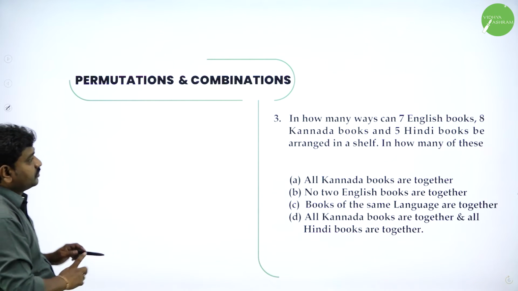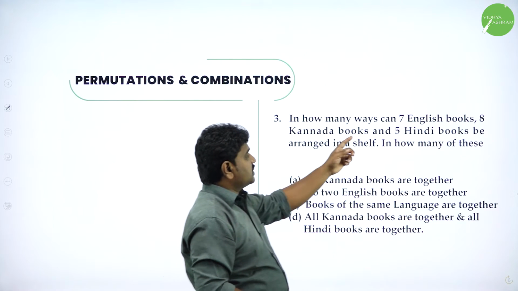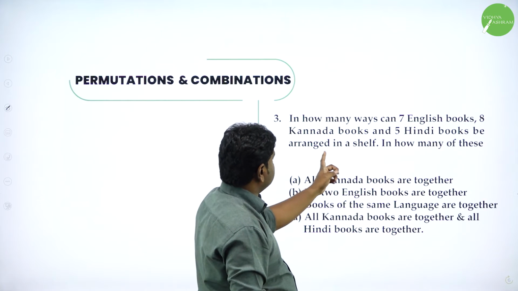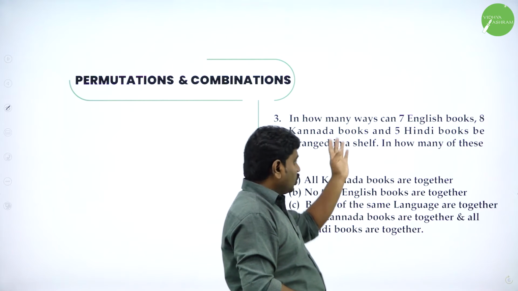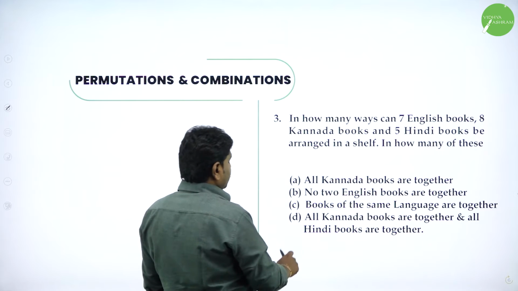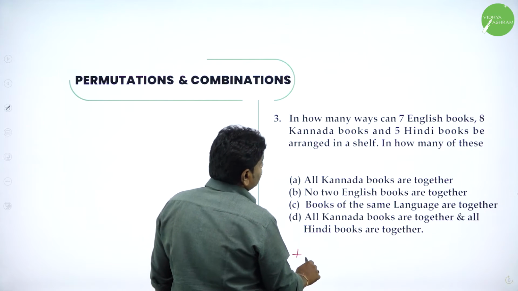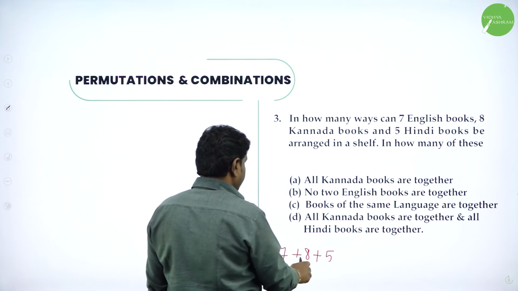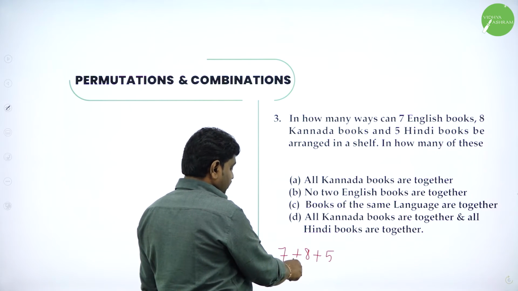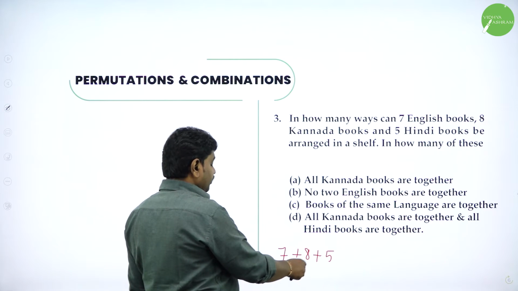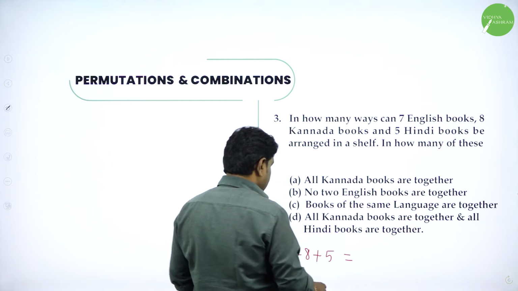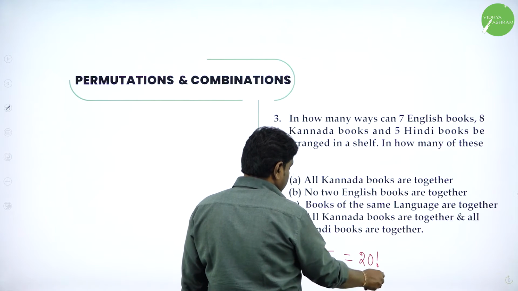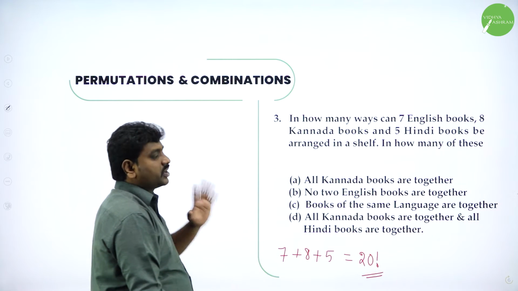Then we have, in how many ways can 7 English books, 8 Kannada books and 5 Hindi books be arranged in a shelf? Total how many ways? 7 plus 8 plus 5. So 8 plus 7 is 15, 15 plus 5, 20. Here 20 factorial ways. Total number of permutations, 20 factorial ways you can arrange.